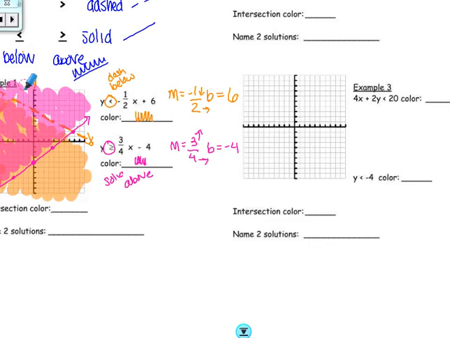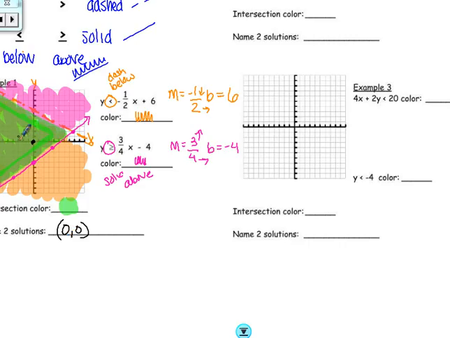All right, so the intersection color. There's an answer to this problem, and we said the answer to this problem is where your two colors overlap. So if you notice, in this triangle right here is where I have my orange and my pink together. So an answer to this problem can only fall into that region. For example, if I were going to name two solutions, I could pick points that are only in this green part, like 0, 0 is a solution.